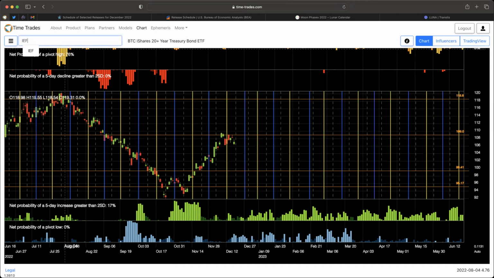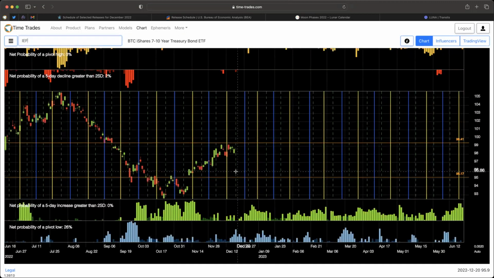How about short-term bonds, IEF? IEF is even more pronounced than TLT. We've got a higher probability pivot low on Monday, and then a nice ramp of positive probabilities into the following week. So if bonds do indeed move up, that does appear to be a net positive and supportive for stocks in general.